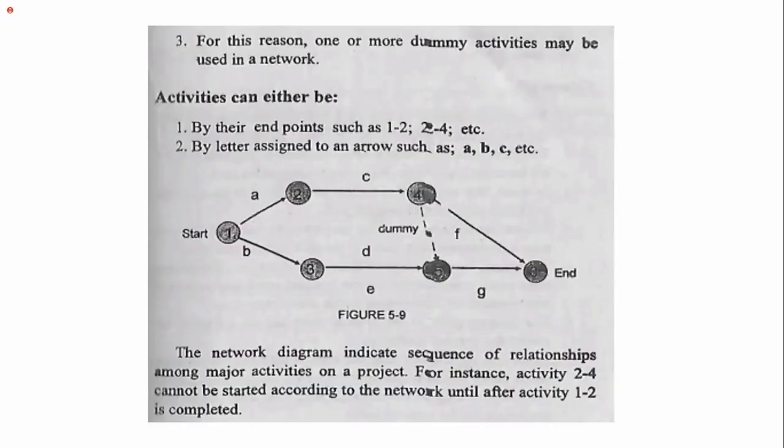For this reason, one or more dummy activities can be used in the network. So kung naay murag parallel nga events, kana mo gamit og dummy. Activities can be identified by their endpoints such as 1, 2, 2, 4, etc. So ibalik na po niya.